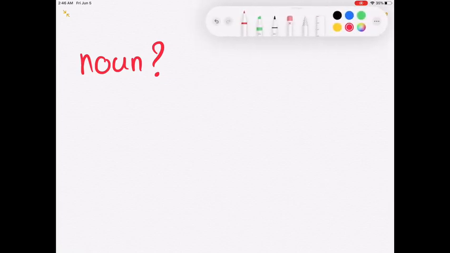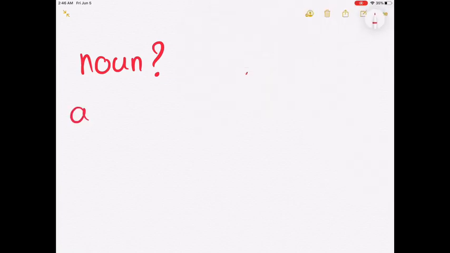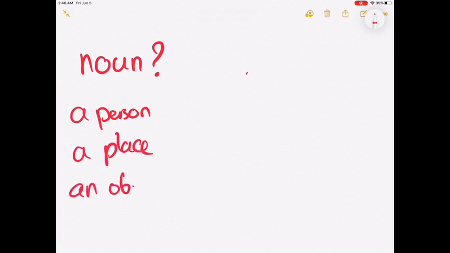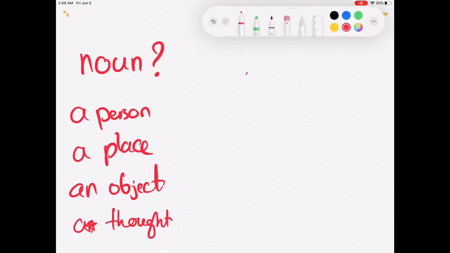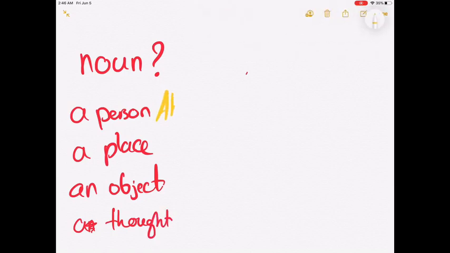A noun is the name of a person, a place, an object, or an idea or a thought. So for example, the name of a person is Ahmed. A place, for example, the city or the street. An object, like for example, a car, a pencil.